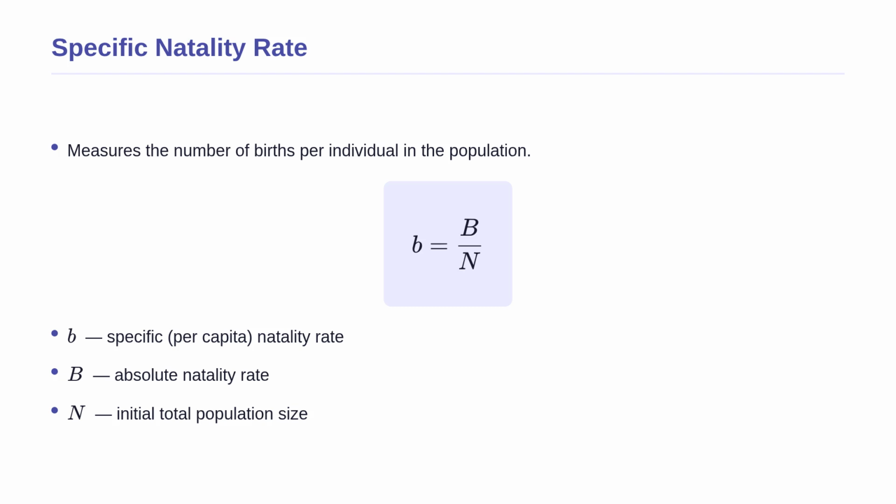If the specific natality b is high, it means each individual is, on average, contributing heavily to the population's growth. If the initial population N is very large, even a high absolute birth rate might result in a low specific natality.